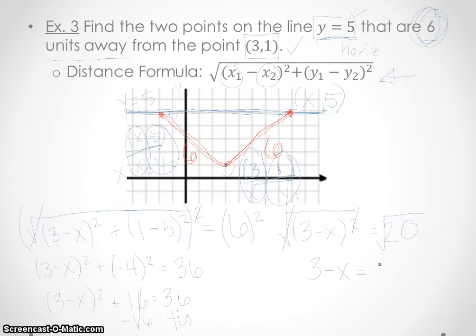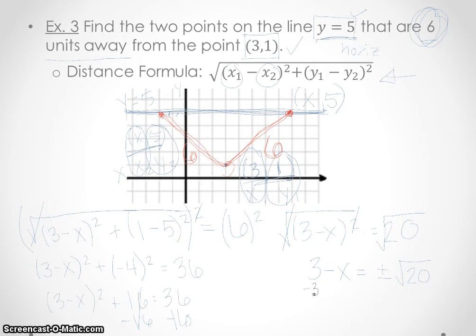That means that not only am I going to have the positive square root of 20, but I'm also going to have the negative square root of 20. And that's actually where our two answers come from. Okay? So we actually have plus and minus the square root of 20, and that's what gives us our 2 points up here.